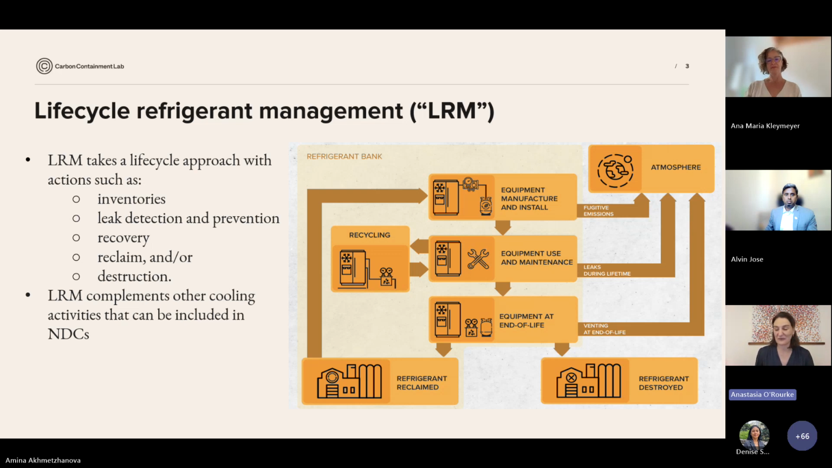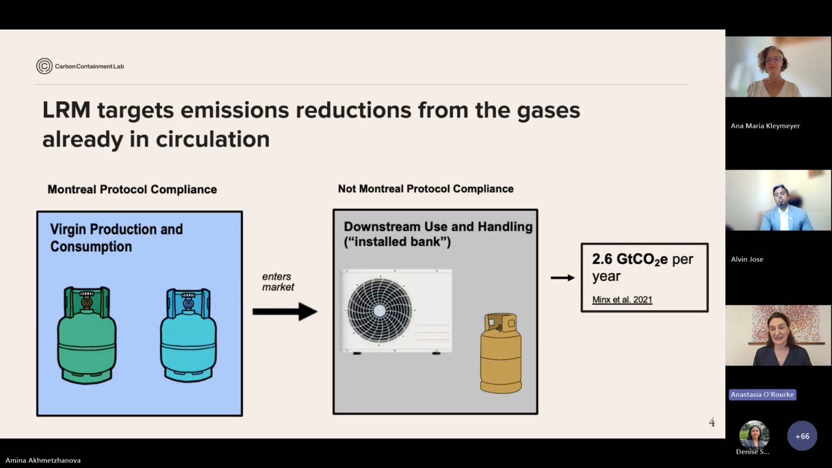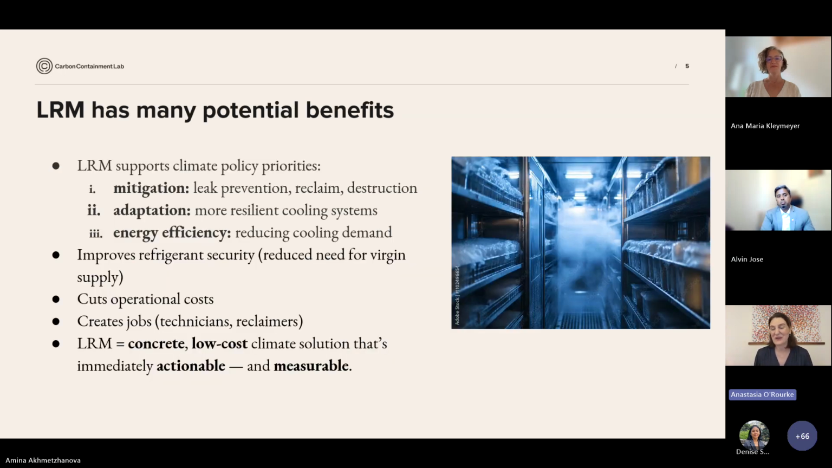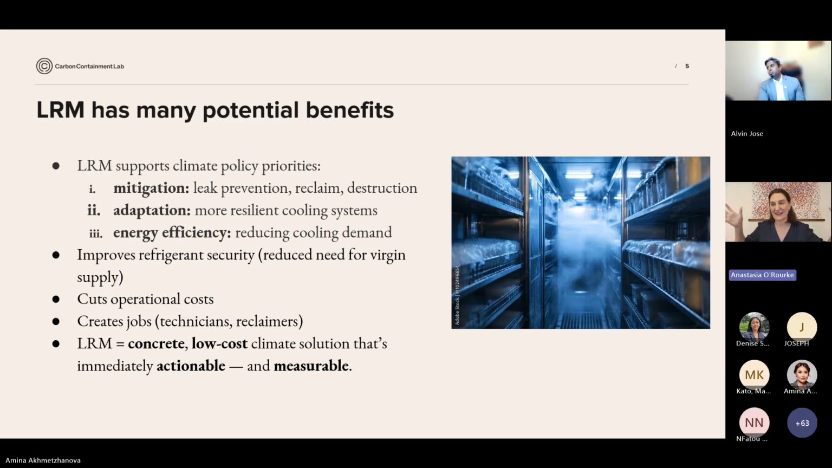So what is it that we can do here? There are many potential benefits of addressing life cycle refrigerant management. Some of those include just saving money, because you're reducing your operational costs by stopping those leaks and stopping the venting that happens. And in addition, if you think about how distributed all of those gases are in lots of small pieces of equipment, it's not an insurmountable challenge to gather it all, recover it, reclaim it, move it to the site, and so on. So this, in addition, does actually have an economic opportunity for countries to create jobs.